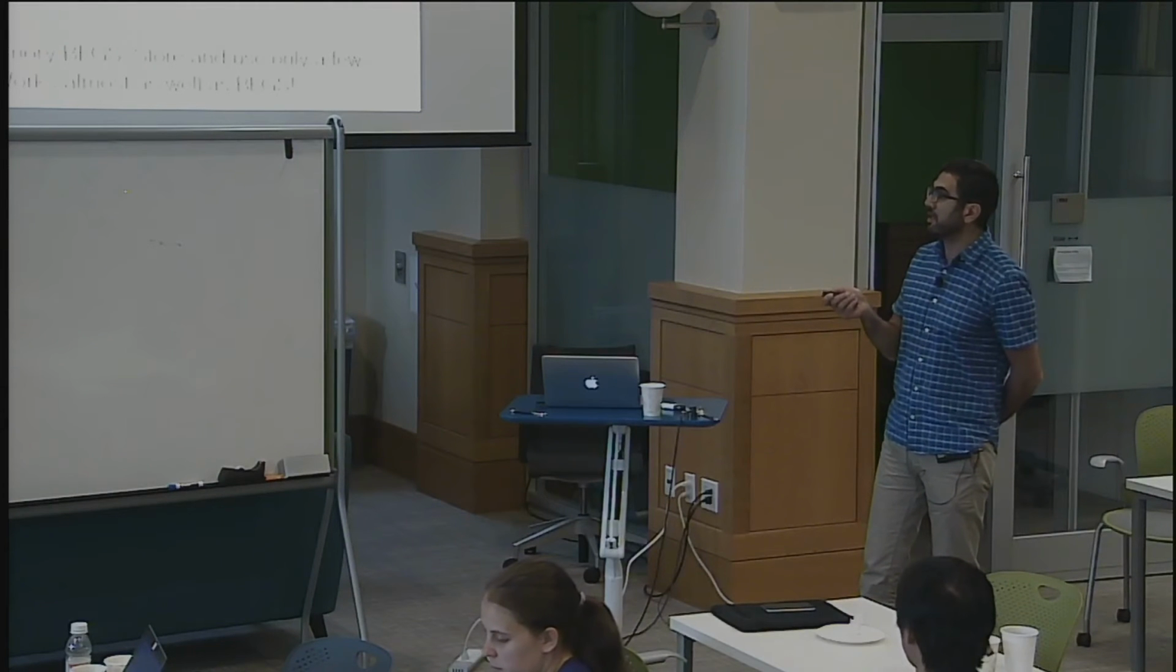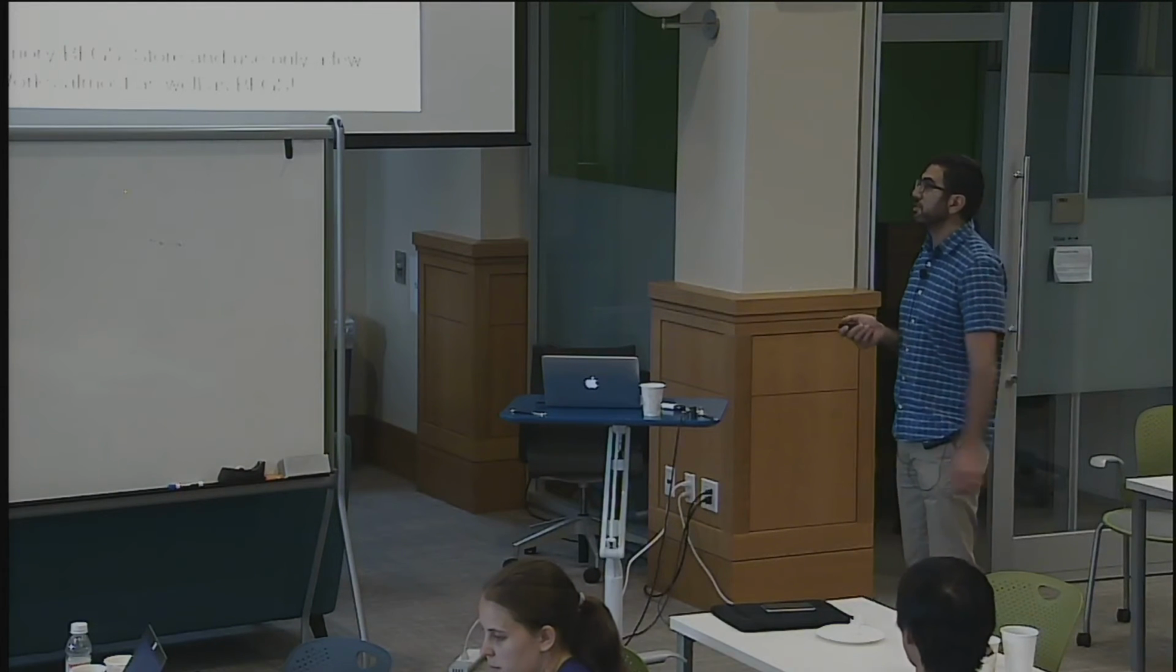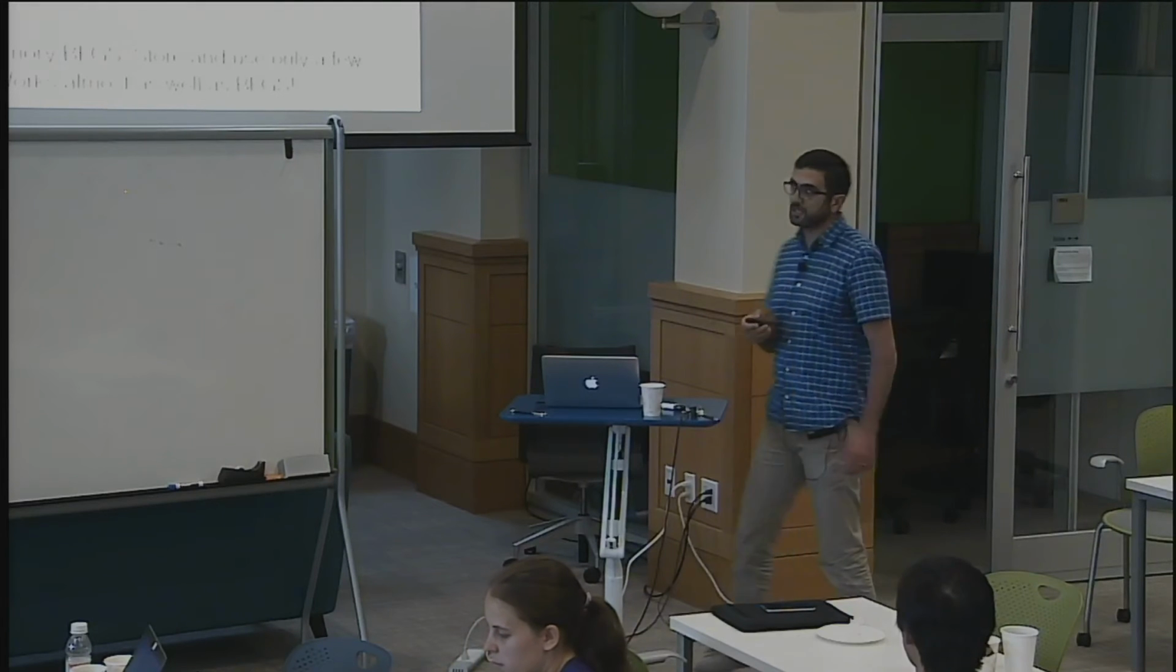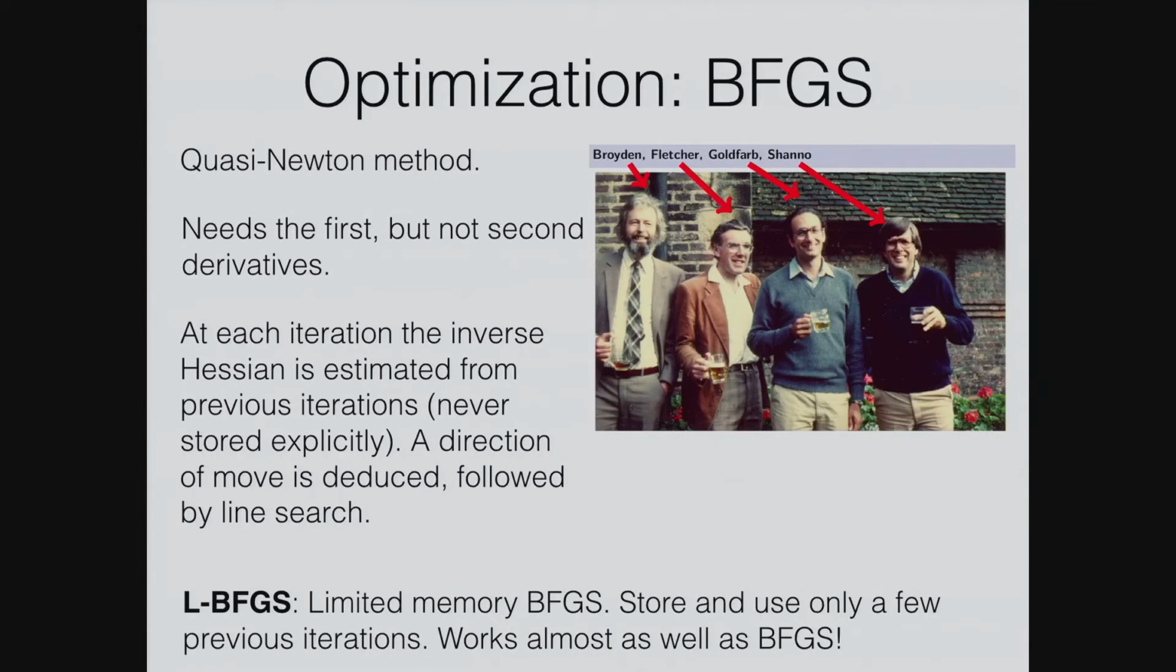There is another version of this called limited memory BFGS, or LBFGS. And this one only stores the last m iterations, let's say the last 10 iterations. Okay? And in practice, this usually works almost as well as BFGS. So this is limited memory because you're not storing all of the iterations.